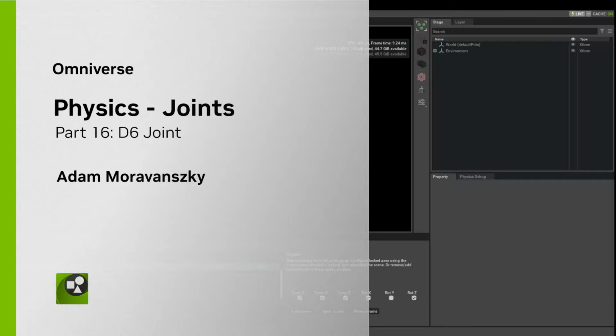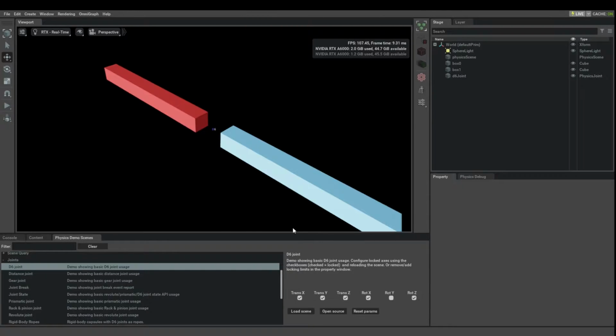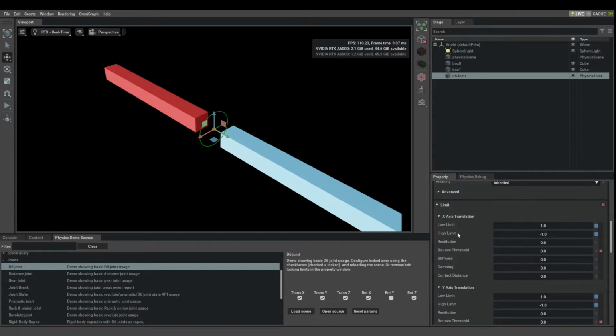Another kind of demo that's interesting to look at is the one for the D6 joint. You can see that you can pre-configure the demo to lock and unlock different degrees of freedom for the joint, which tells you what this is going to be about. So maybe let's run it to see what's happening.